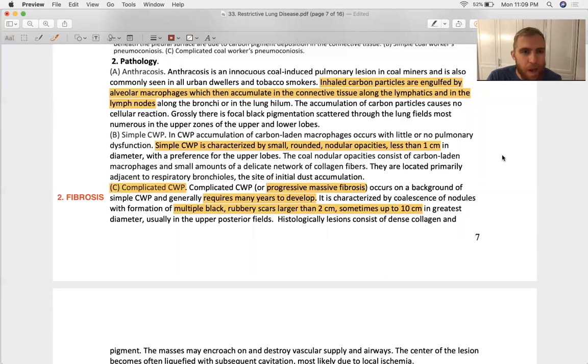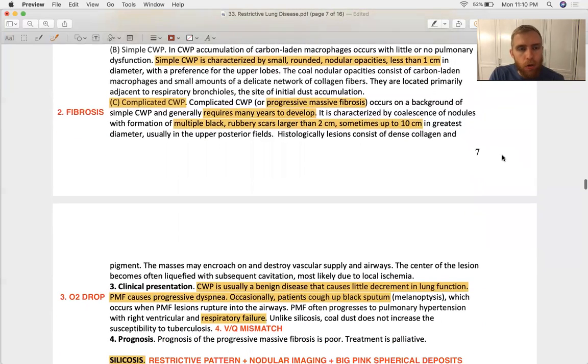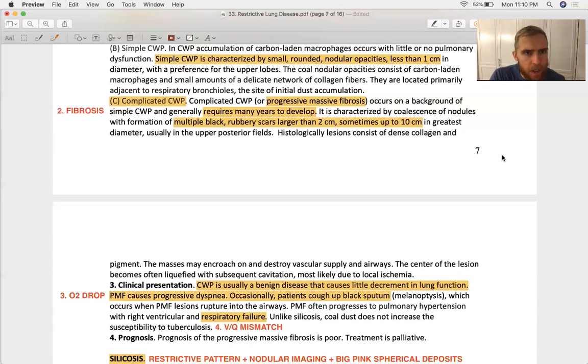And then the macrophages, if they reach a critical overload of carbon inside them, they're going to go to the lymphatics, and they're just going to chill there. And so maybe you can get a lymph node biopsy, and it's just going to be pure black on the inside because it's all these carbon-containing macrophages. So you've got simple coal lung and then complicated coal lung.